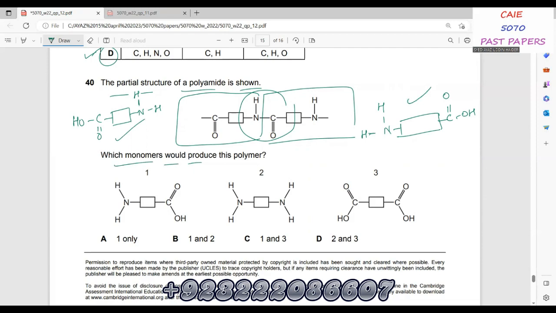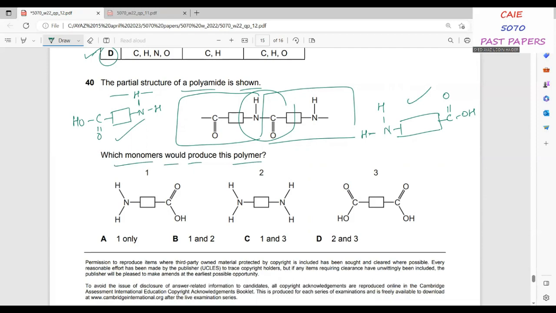So which monomers would produce this polymer? Number 1. 1 looks correct to me. What about 2? 2 is wrong because it's a diamine. It must have an amino group at one end and a carboxylic group at the other end. Number 3, it's a dicarboxylic acid. It's also incorrect because it contains carboxylic acid at both ends. So only choice 1 is the right answer. So A is the final and correct answer for this question.